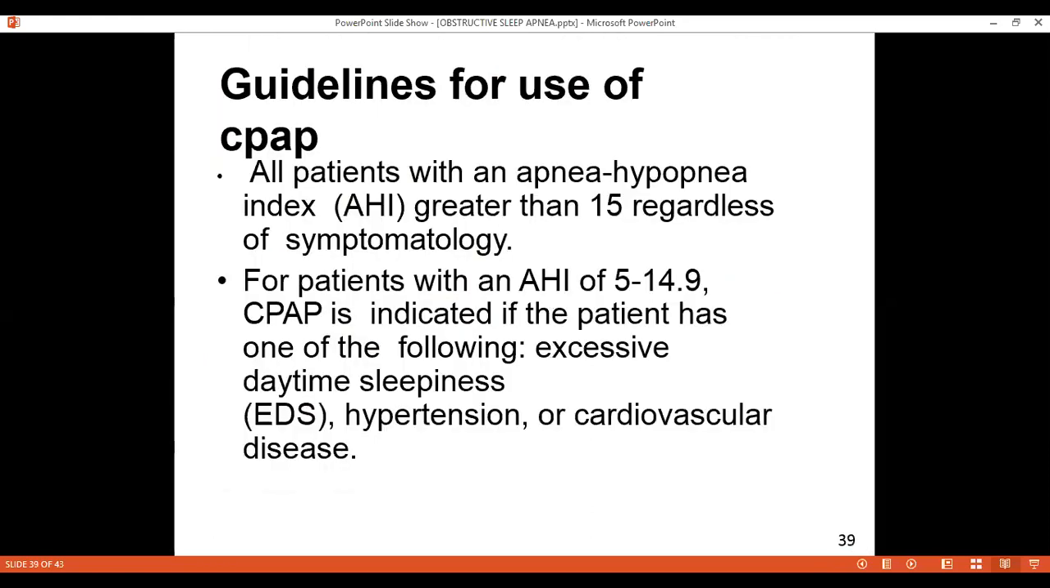Guidelines for the use of CPAP. All patients with an apnea-hypopnea index greater than 5, regardless of symptoms, need to be on CPAP. For patients with an apnea-hypopnea index of 5 to 14.9, CPAP is indicated if the patient has one of the following: excessive daytime sleepiness, hypertension, or cardiovascular disease.